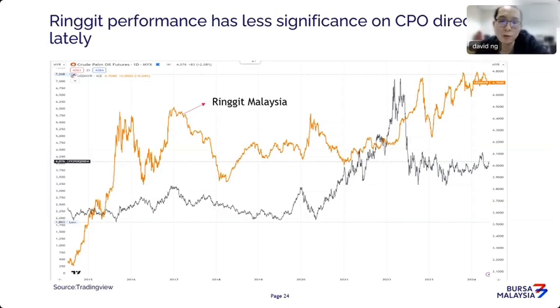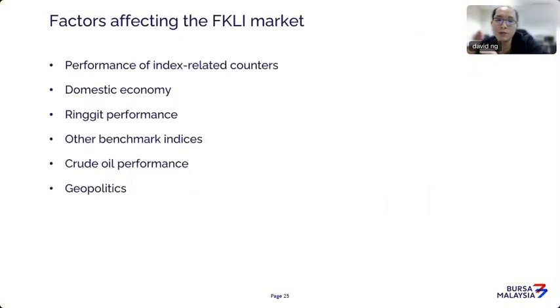Generally, when you have a weaker ringgit, it tends to favor CPO direction as well. So that's pretty much on commodities and CPO. Factors affecting CPO, some of them are very S&D driven, supply and demand. If the market is an oversupply market, that means it's generally going to be pressure on prices. And if it's a very tight market, low stock level, probably going to see stronger CPO prices.